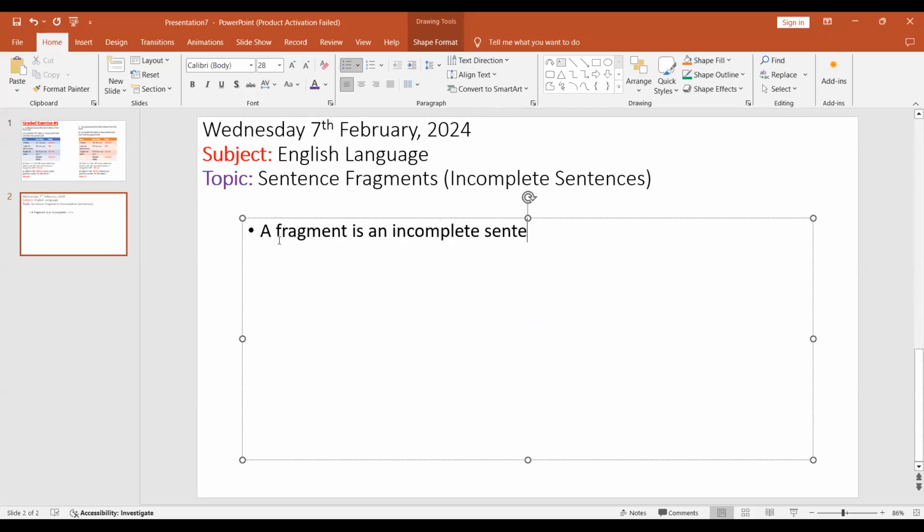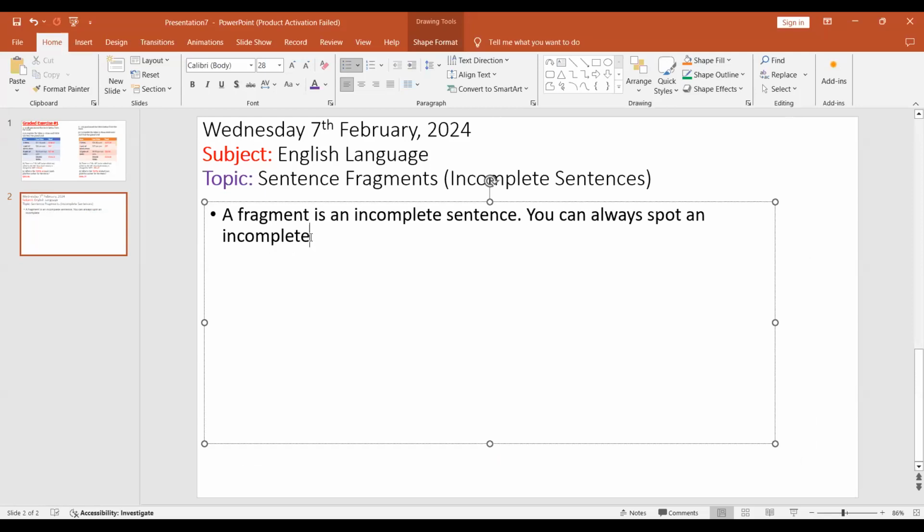Write this down for me, please. You can always spot an incomplete sentence. How can you spot an incomplete sentence? How do you know it's an incomplete sentence? It wouldn't make sense. It doesn't sound right. Very good. So a fragment is an incomplete sentence.